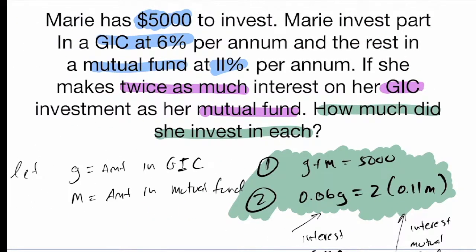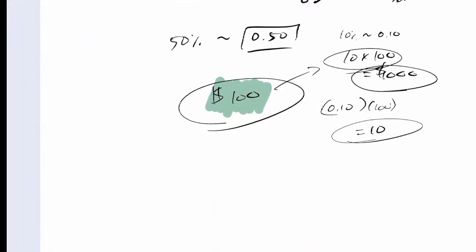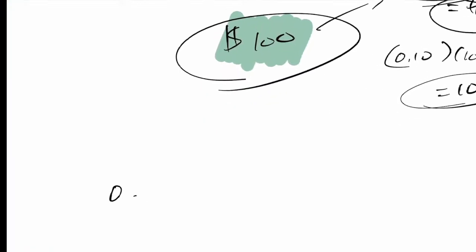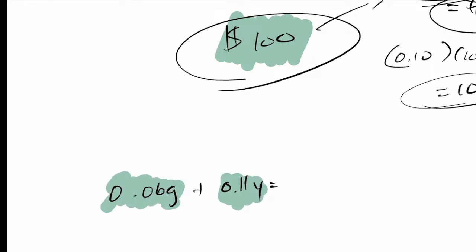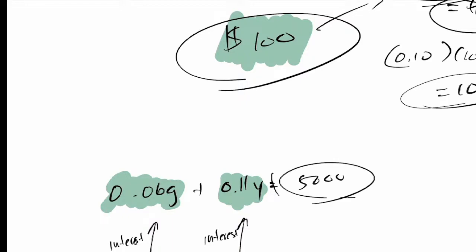Oh, I see. The reason it's not that's a good question. If I wrote this down, 0.06g plus 0.11y equals whatever, this is just the interest, and this is just the interest. So this is saying the interest I made on my mutual fund plus the interest I made on my GIC, just the interest. It's not equal to 5,000 because 5,000 is everything.